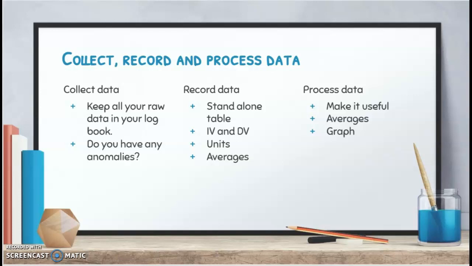To make the data usable, you can calculate the average then and identify a pattern. You don't have to, but you could make a graph of the averages, and it might be easier then to see the trends.